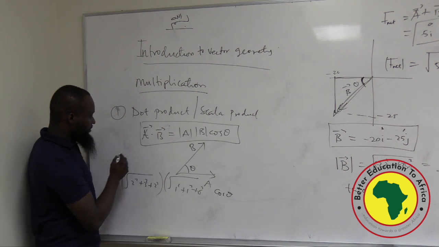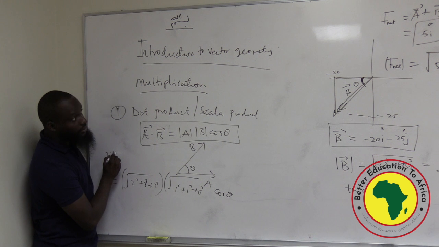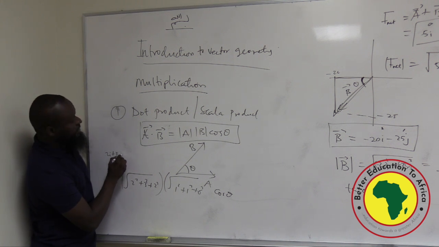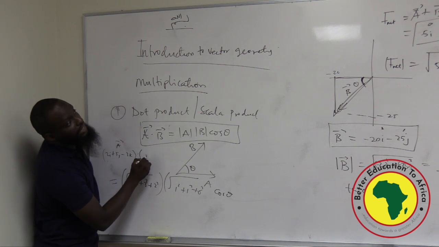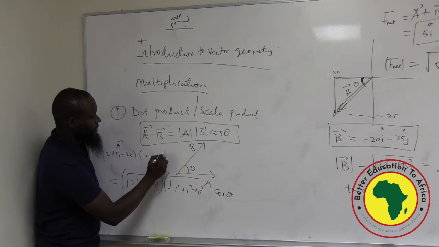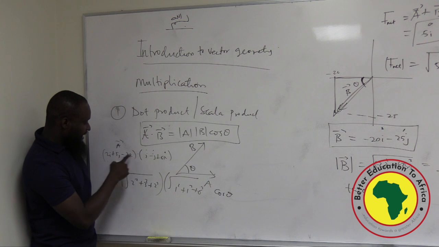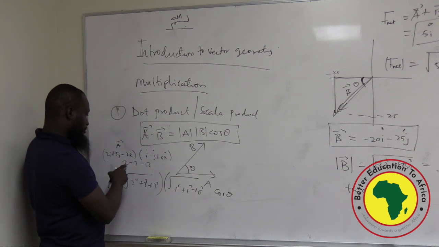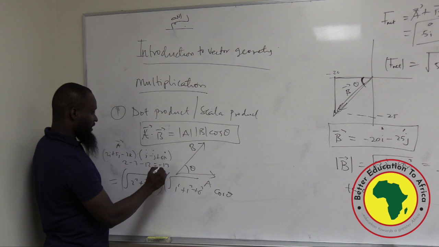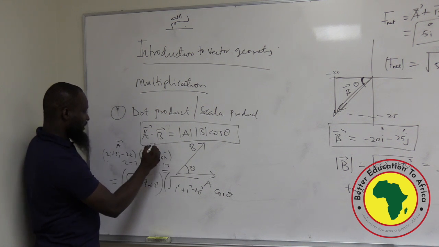So A dot B just means 2i plus 3j minus 2k, that's A, dot B, i minus j plus 6k. I times I, 2 times 2, 2 times 1, 2. The i goes away because i dot i is 1 and i dot anything else is 0. 3 times minus 1, minus 3. Minus 2 times 6, minus 12. So it becomes 2 minus 3 minus 1 minus 12, minus 13. So A dot B is minus 13.